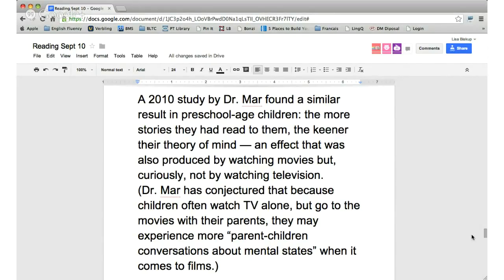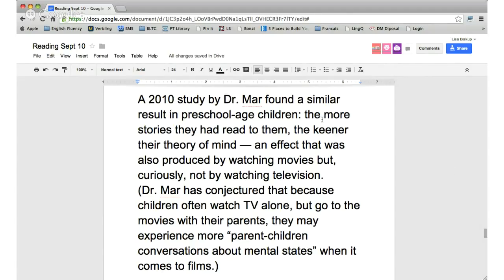A 2010 study by Dr. Marr found a similar result in preschool-age children. The more stories they had read to them, the keener their theory of mind, an effect that was also produced by watching movies, but curiously not by watching television. Dr. Marr has conjectured that because children often watch TV alone, but go to the movies with their parents, they may experience more parent-children conversations about mental states when it comes to films.